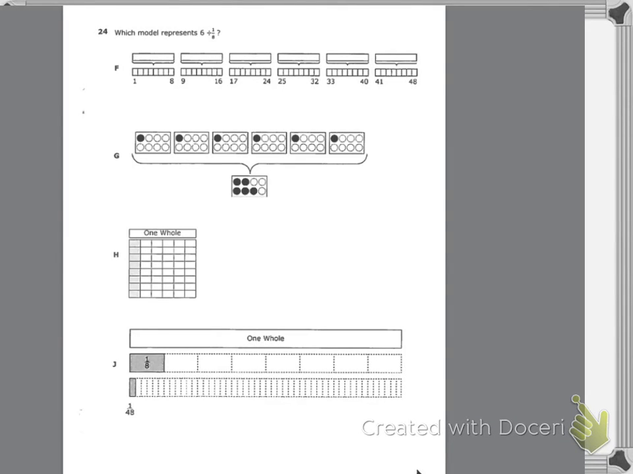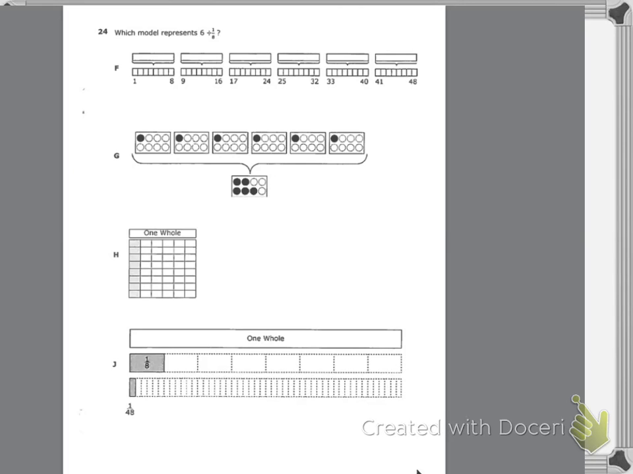Number 24, this is another one of the ones that I took out because we really haven't worked on this much. And so I know it can be a little confusing, but let me go ahead and show you what we're doing on this problem. It says, which model represents 6 divided by 1/8?